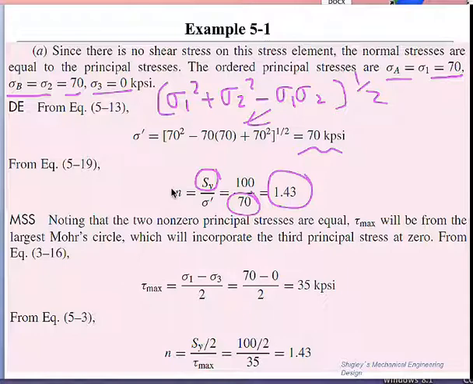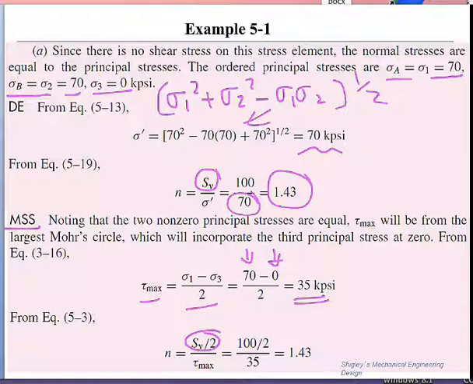Now we go to the maximum shear stress theory. Here tau maximum is sigma 1 minus sigma 3 over 2. Sigma 1 is 70, sigma 3 is 0. Then the maximum shear, which is the radius of the Mohr circle, is 35. And we compare this to half of the yield, because the shear value at yield is half of the yield strength of the material in tension.